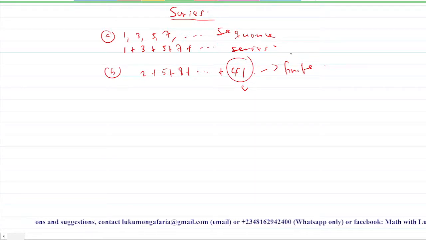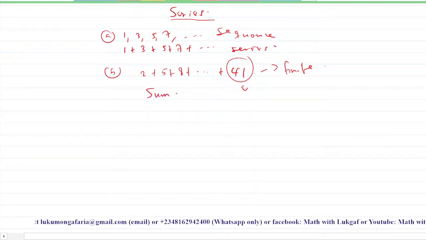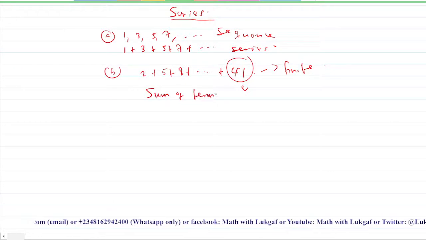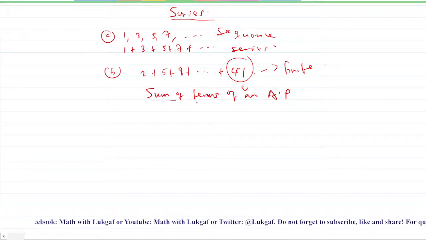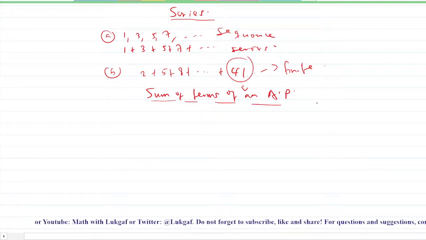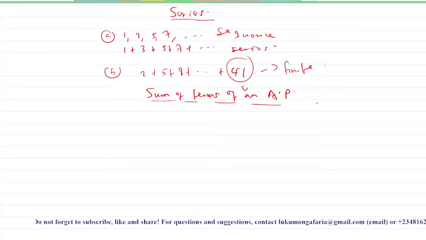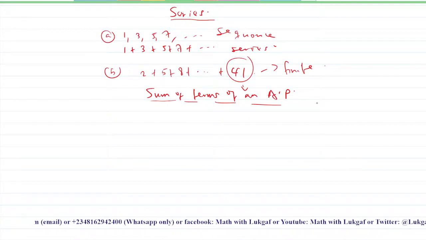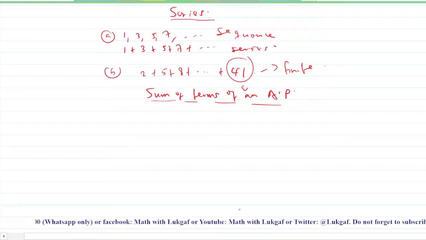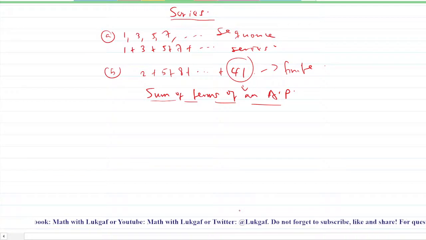So if that is cleared, let us move to the sum of terms of an AP. Don't forget, we already know what an arithmetic progression means. An arithmetic progression is the same thing as an arithmetic sequence or linear progression. It is a type of sequence in which the consecutive terms increase or decrease by adding or subtracting a constant. Now let's say we want to find the sum of the terms of an arithmetic progression.